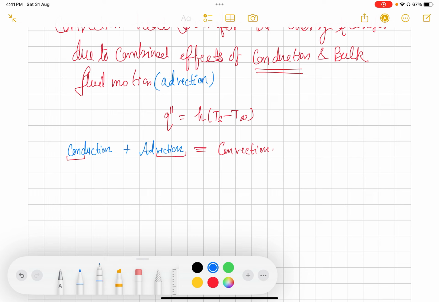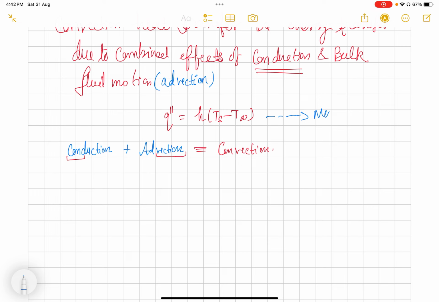In convection heat transfer, our main objective is to find the heat transfer coefficient. If we want to find the heat transfer in the convection, we can find that using Newton's law of cooling. This relation is valid irrespective of the mode of convection heat transfer. So our main objective is to find this property, the convection heat transfer coefficient.